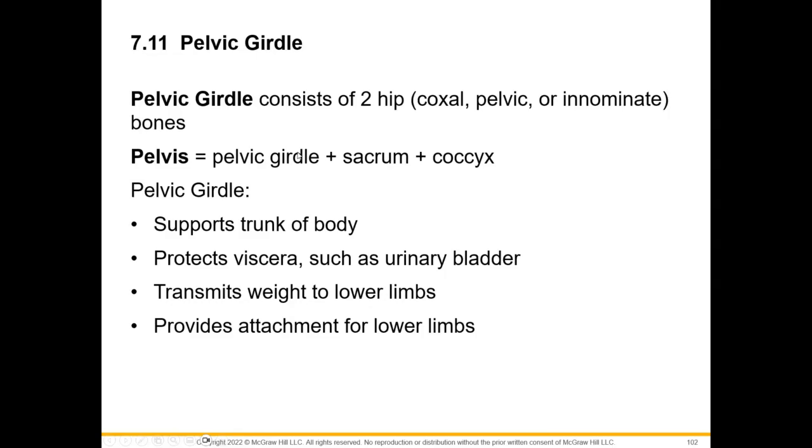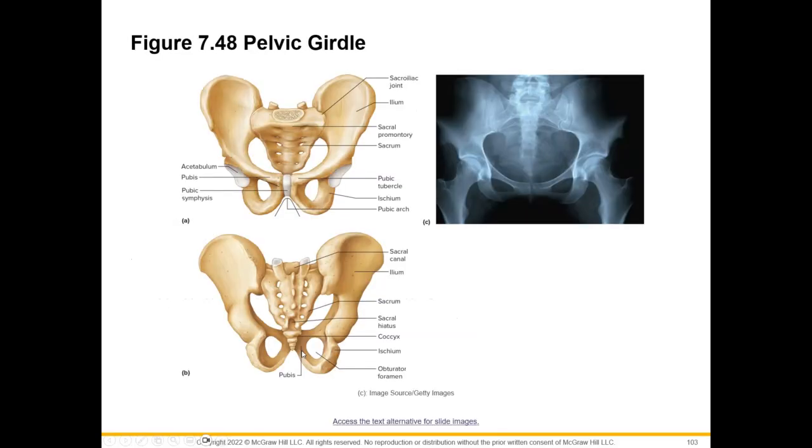Okay, the pelvic girdle consists of 2 hip bones, which we can also refer to as coxal, pelvic, or innominate bones. The pelvis is the pelvic girdle plus the sacrum plus the coccyx. The pelvic girdle supports the trunk of the body, protects the viscera or the organs like the urinary bladder, transmits the weight to the lower limbs, and provides attachment for the lower limbs.